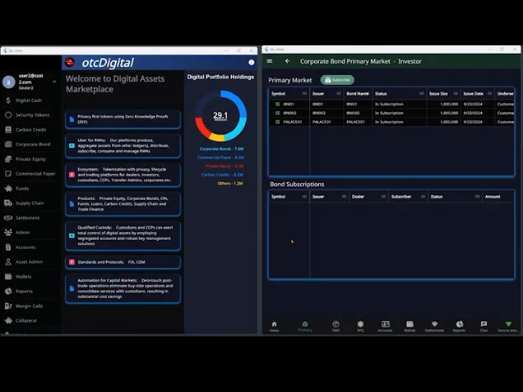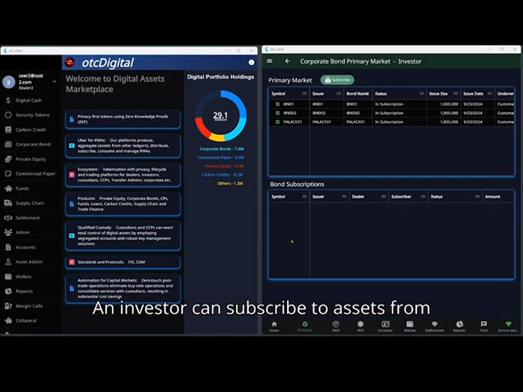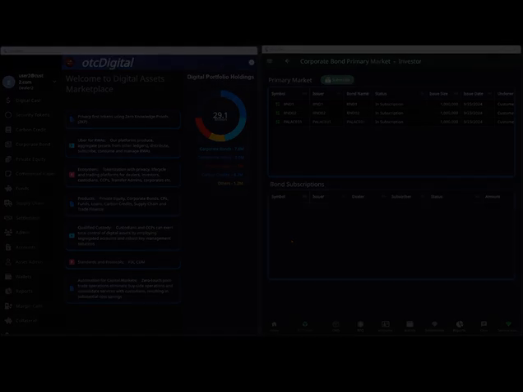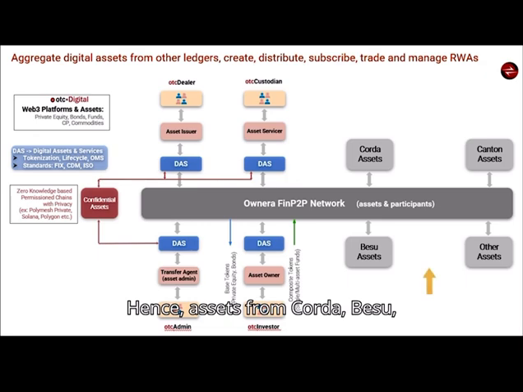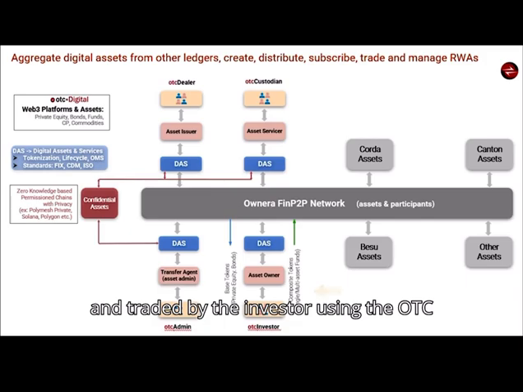An investor can subscribe to assets from multiple issuers or dealers using the Onera network. The OTC Digital platforms are integrated with the Onera FinP2P network. Hence, assets from Corda, Besu, Canton, and other networks can be accessed and traded by the investor using the OTC Investor platform.